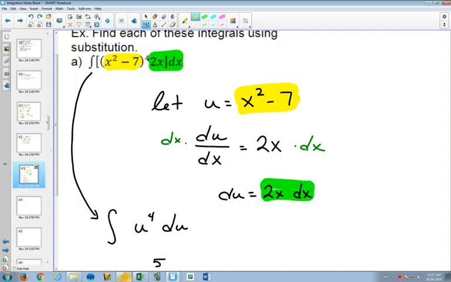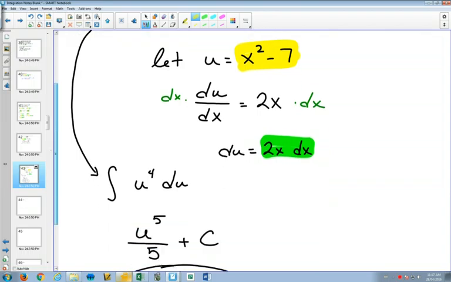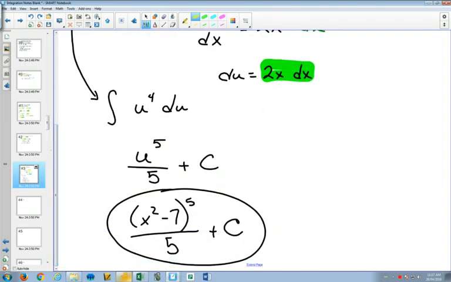And then the green part, the 2x dx, that's now equal to du. So instead of having something complicated that I have to integrate with respect to x, I change it to something simple that I have to integrate with respect to u. And then once you've integrated that simple function, you can go back and substitute back in.